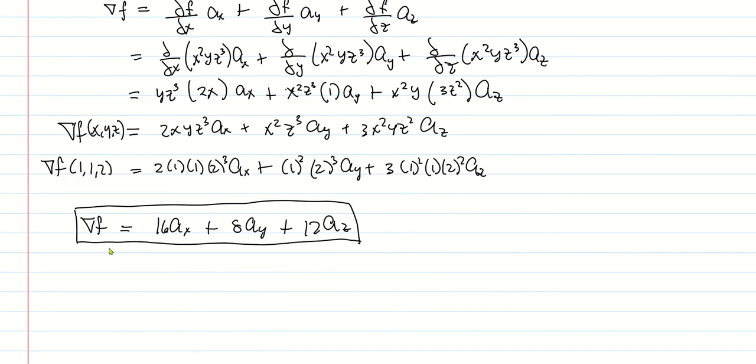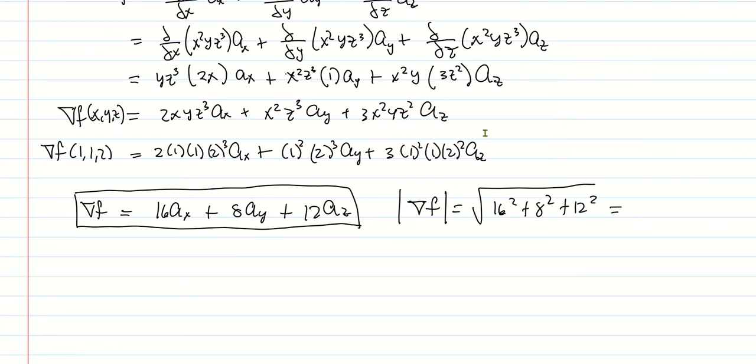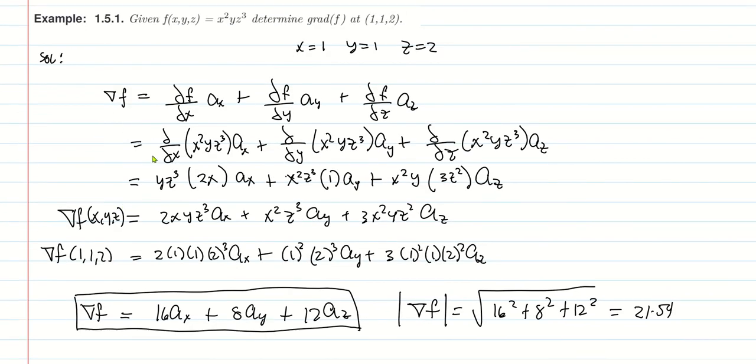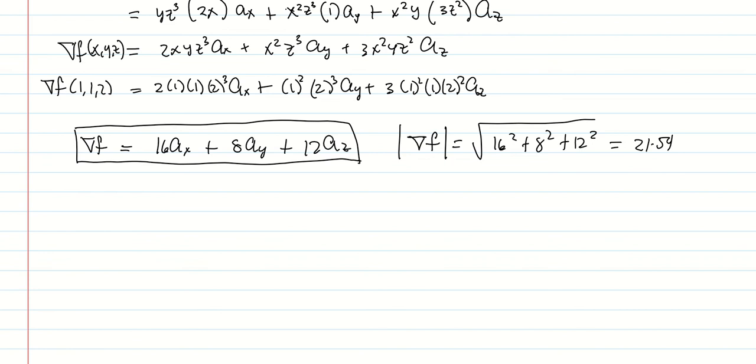You can also determine the magnitude if you want. The magnitude of that vector will be just equal to the square root of 16 squared plus 8 squared plus 12 squared, and this is around 21.54. So this is an example under gradient. Next, under divergence.